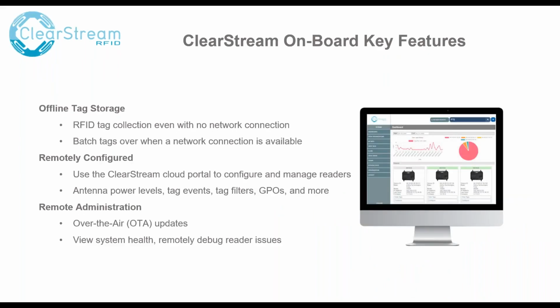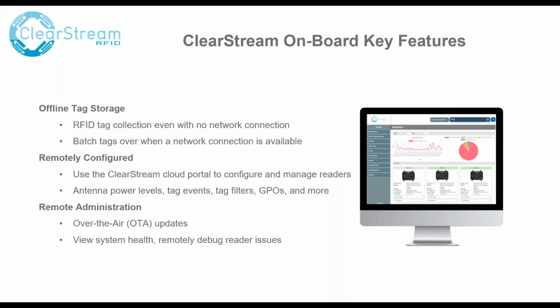So some of the key features of ClearStream Onboard, like I had mentioned, it's got offline tag storage. So really you can install this device out in the field. It's collecting tag data, network connectivity goes down, things like that. You're always going to capture that information. As long as there's no loss in power, you're going to be reading tags, collecting that on the device, and then batch it over to your selected endpoint when that connectivity becomes available. So there's no downtime.